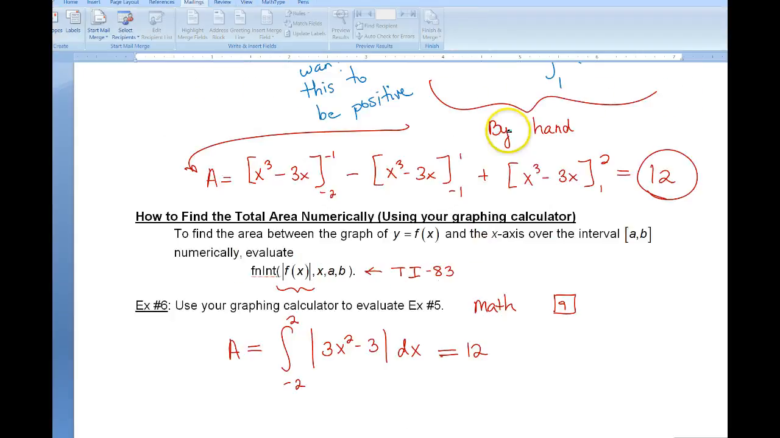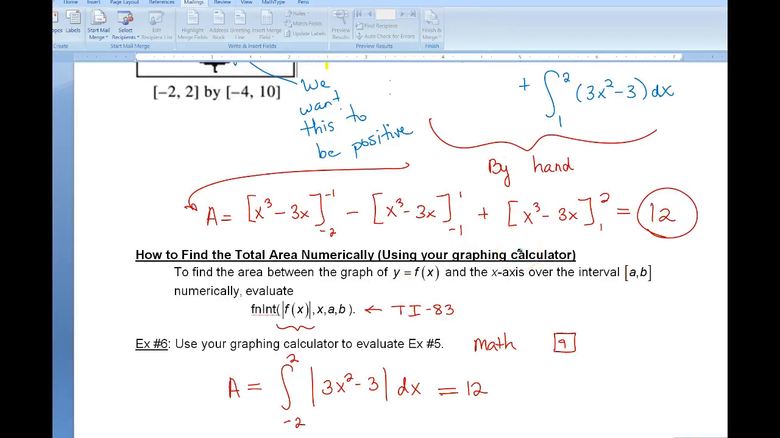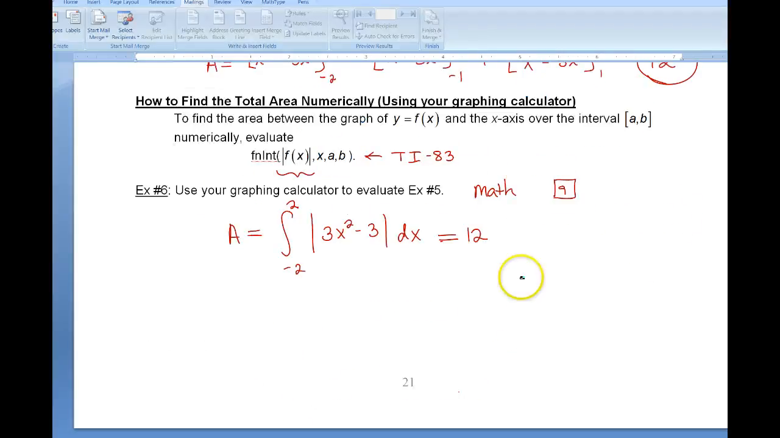How'd you get 12 from 5? I didn't do all the work here, but basically if you plug in negative, it'd be -1 cubed minus 3 times -1 minus the -2 cubed. It's a lot of computation. So you just plug it in for that.